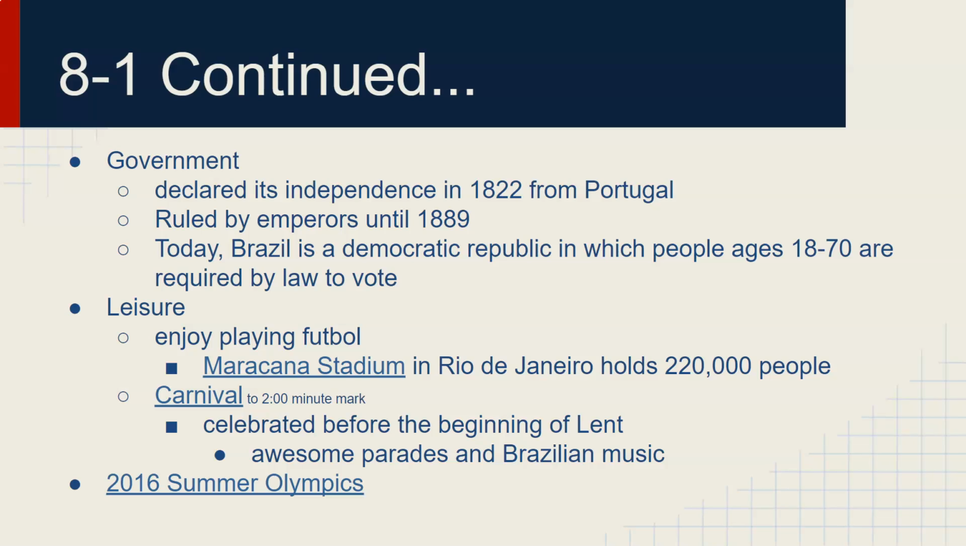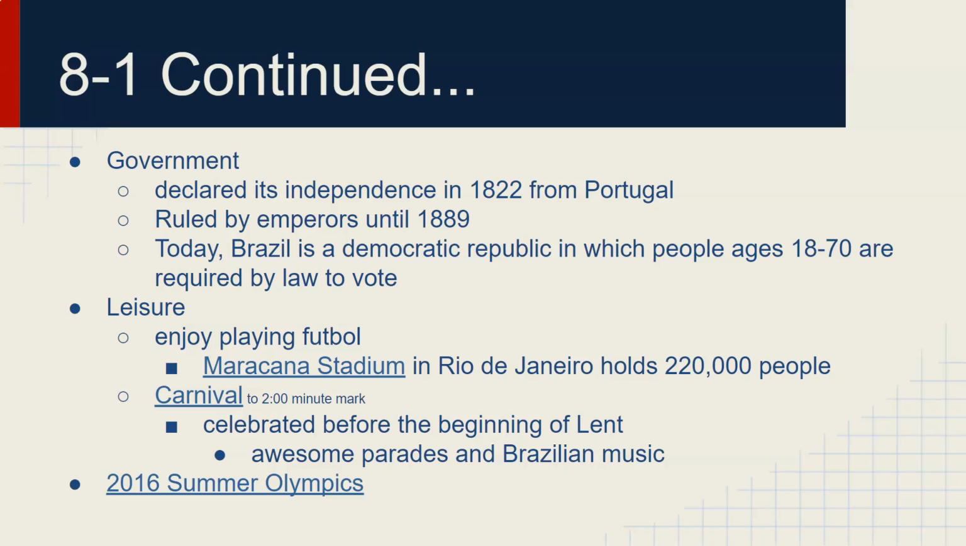To kind of wrap us up, getting a little bit more into some of the culture, government. Brazil claimed its independence from Portugal in 1822, and so became an independent country, but it's gone through quite a few changes. Up until about 1889, this country was ruled by emperors, and it's had a lot of transitions. And so today, Brazil is a democratic republic, very similar to the United States. They have a president, they have elected officials.